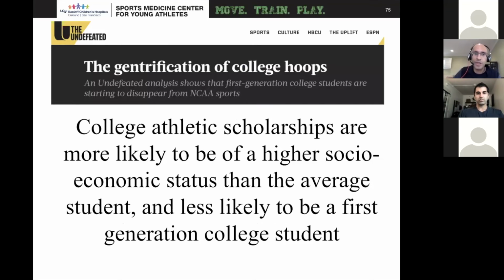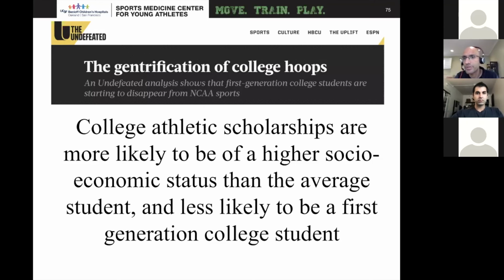I think a great article that I encourage you all to read, which really ties this all together, is this article on The Undefeated. It's a sports media article. They looked at the gentrification of college hoops, and I think this really brings home the point of what we're looking at, that we've basically excluded a whole bunch of kids from playing sports.